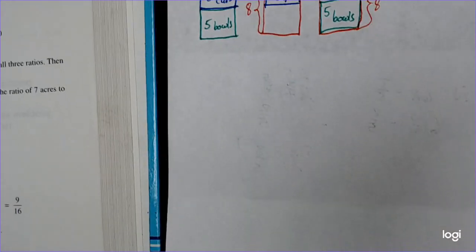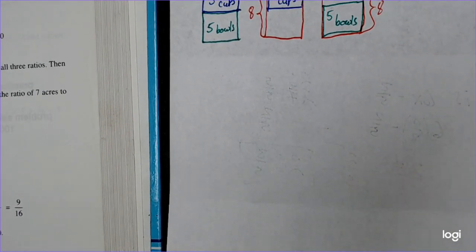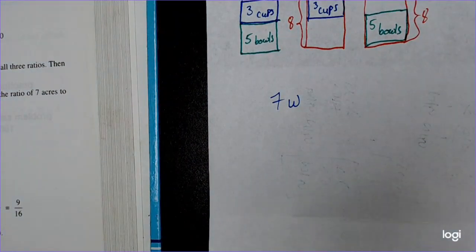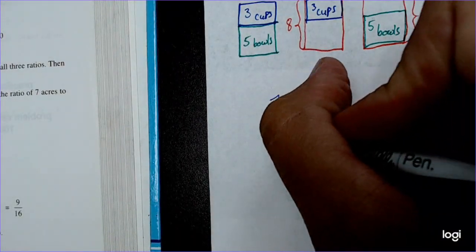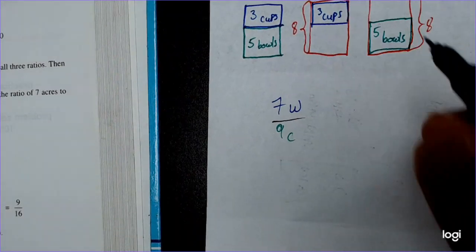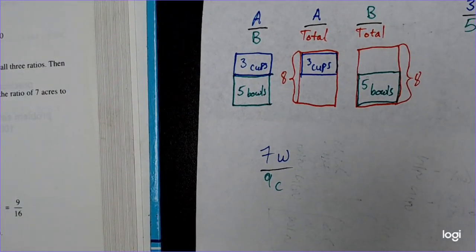Let's go ahead and write this ratio. I have 7 wheat over 9 corn. Okay, right, that is my first ratio. Now I need to write the other two.